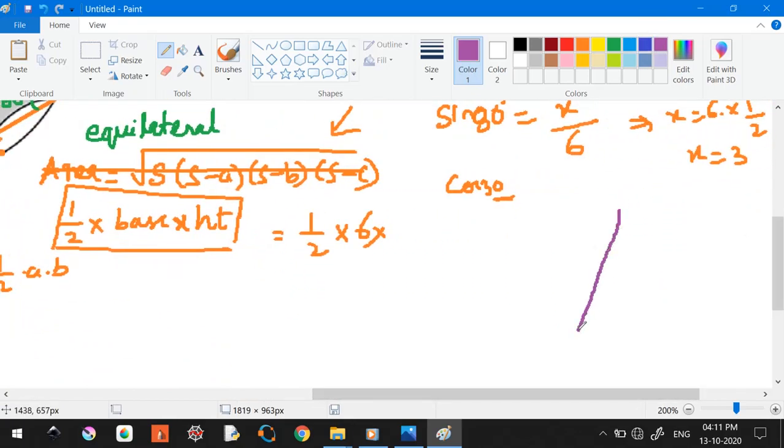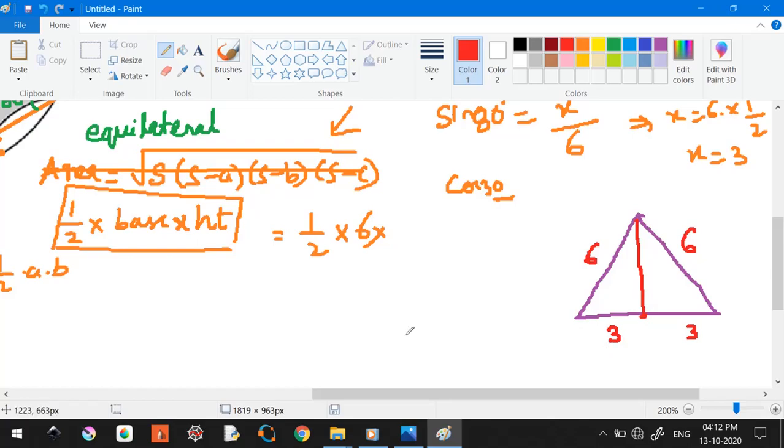Okay, so let me draw that again. I'm just trying to make sure that you are able to get everything. So this is 6, this is 6. Let me put a midpoint here, the point in the middle. This is going to be 3, this is going to be half, and I am interested in finding this height. Then only I can put a value here. Okay, so what is that height?